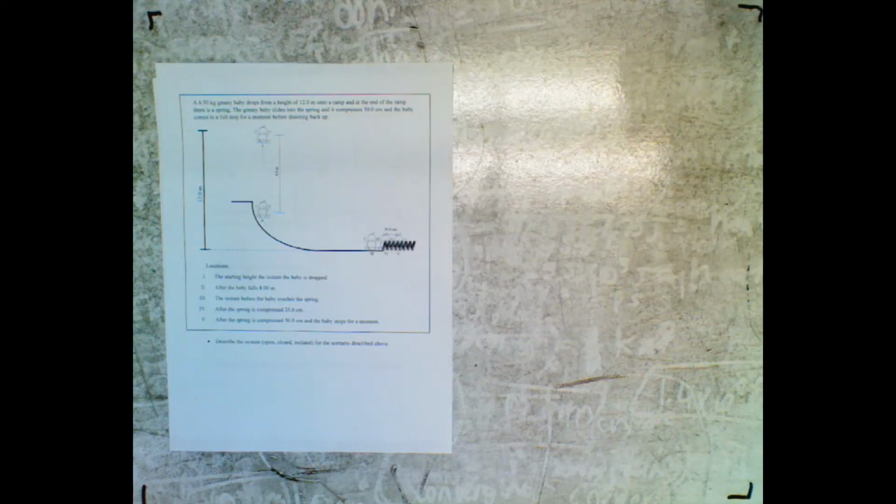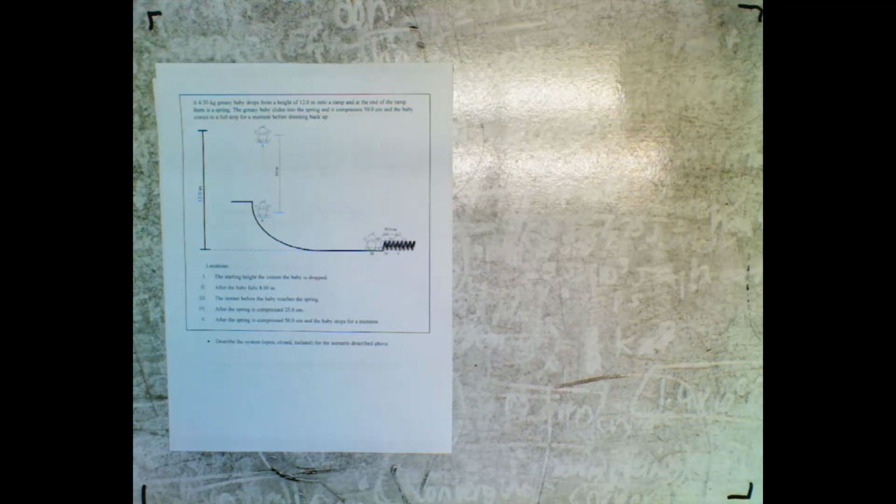So let's go through this sort of question. It'll give you a little bit of practice with written, because you don't get much practice with written. It talks about a 4.5 kilogram greasy baby that drops from a height of 12 meters onto a ramp, and at the end of the ramp there's a spring.